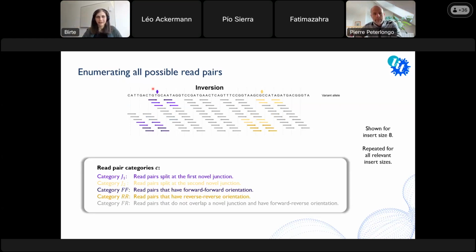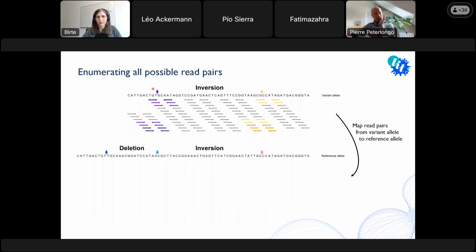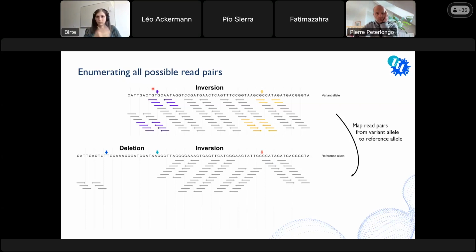And that's because, since we are using a linear reference genome, the observed reads will be mapped to the reference genome. So once we have enumerated the reads from the variant allele, we have to map them to the reference allele, because that's what we will compare to the observed read pairs. They are only aligned to the reference genome. So it's simple to map the reads before and after the variant. They will just map the same. Also inside the inversion, they will just be flipped, but otherwise align the same. The interesting parts are going to be the read pairs overlapping the novel junction.